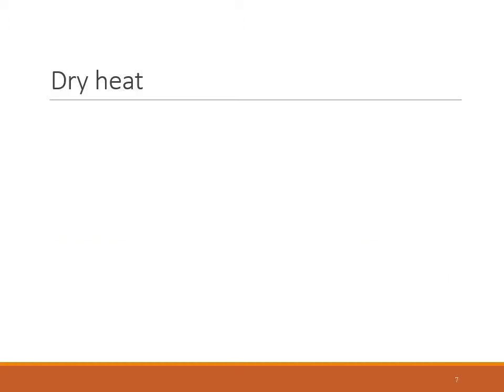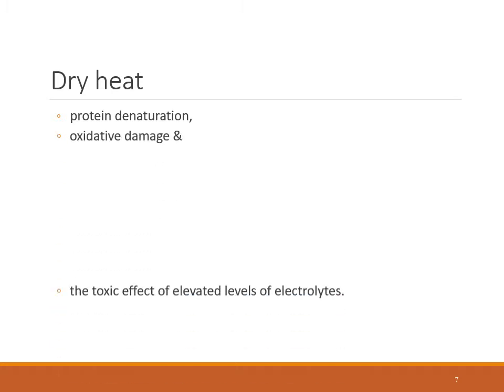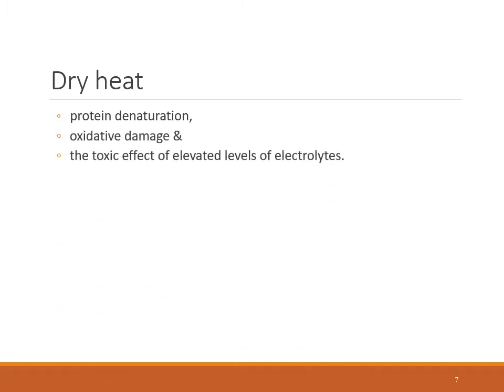First we will see dry heat sterilization. Dry heat destroys microorganisms by protein denaturation, oxidative damage, and the toxic effect of elevated levels of electrolytes. There are three important examples: flaming, then incineration, and then the hot air oven. We will see them one by one.